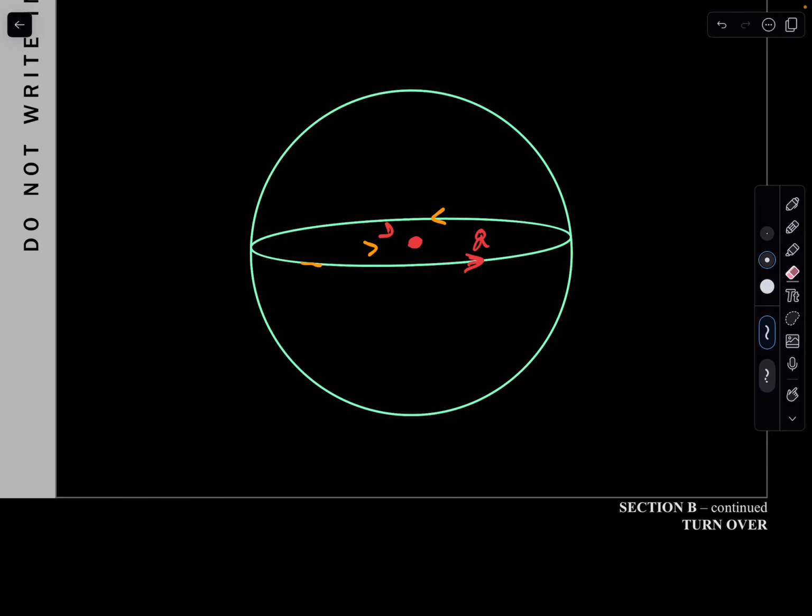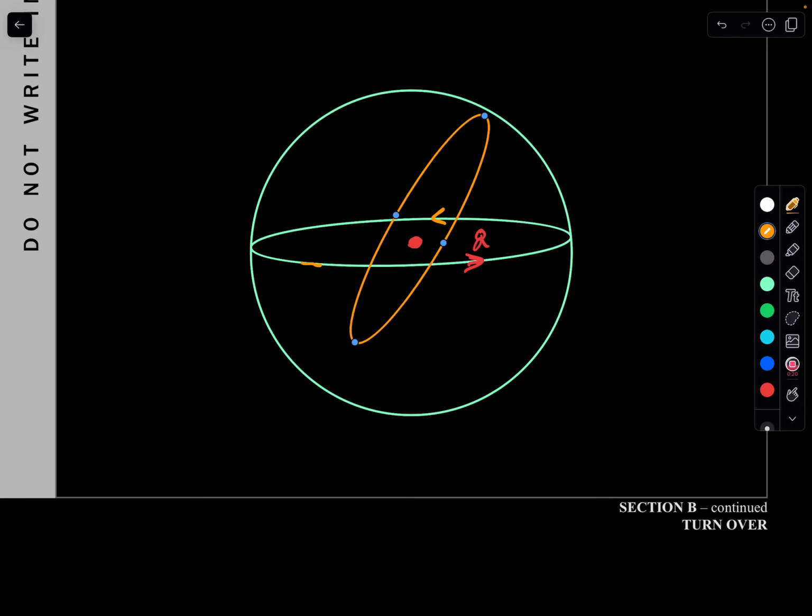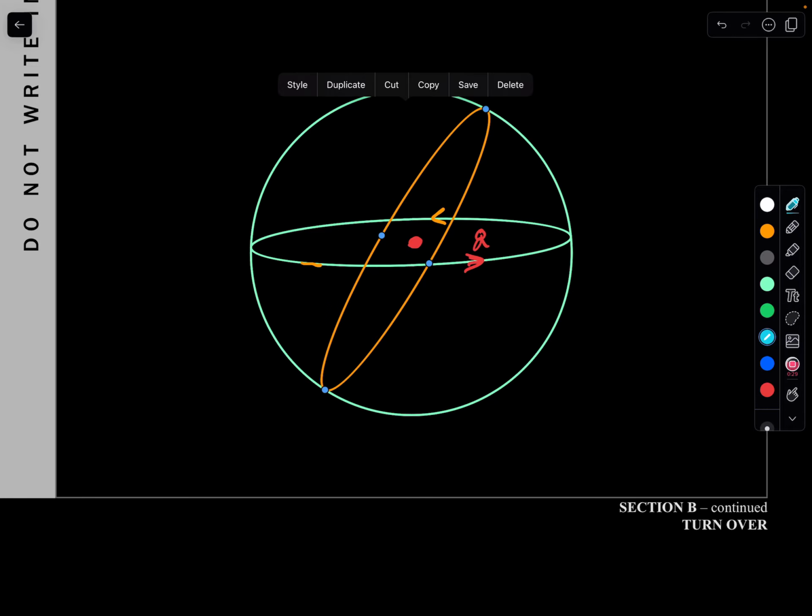Then, another fix someone can suggest is, why not put it at an angle? Let me try to draw it nicer, like that. So why don't we let something rotate at an angle, basically?